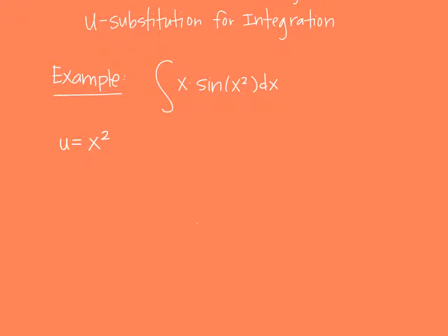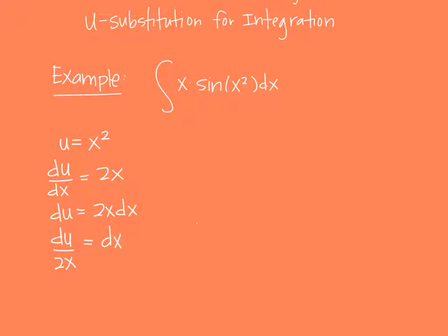But then I also have to replace the other parts. If I'm going to replace x squared with u, I have to replace the differential as well. So du dx would be 2x. And so then the differential, when I separate, would be 2x times dx. And then I separate that again so that I can have dx by itself, and I get du over 2x.